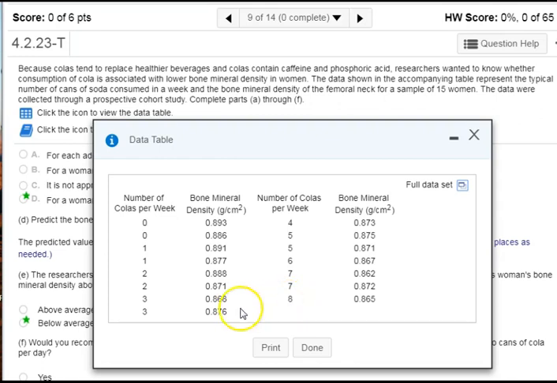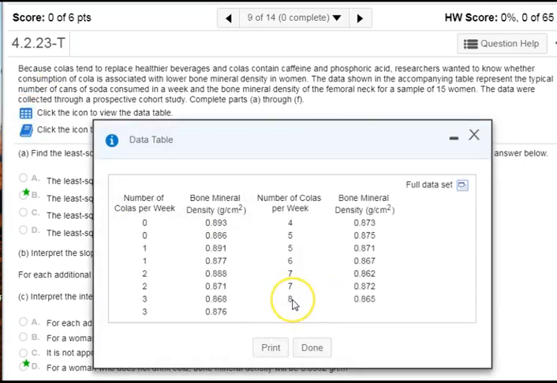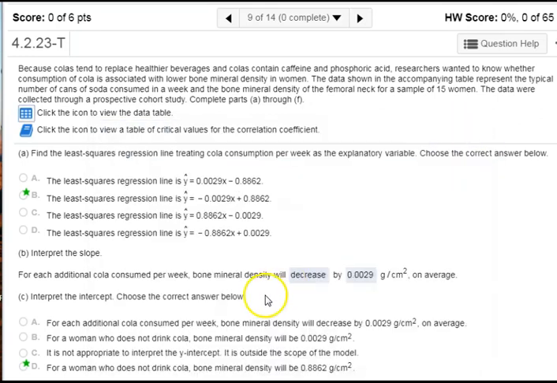We would not want to use this model for someone drinking more cans of cola than is within the scope of our data, where the highest we had was someone drinking 8 a week. So the answer to that question would be no, this model is inappropriate for 14 a week.